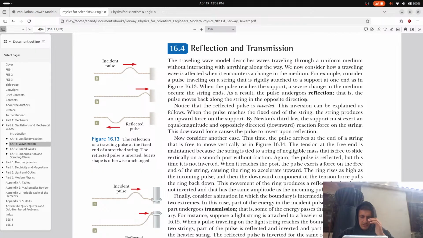When a wave or pulse travels from medium A to medium B, and the wave speed in A is greater than the wave speed in B, and the tension's the same, then that means the mass density of B is larger, and inversion happens in the reflection. When the wave speed in A is less than the wave speed in B, and the tension is the same, then the density in A is larger. It doesn't get inverted. So that's just kind of an interesting phenomenon.